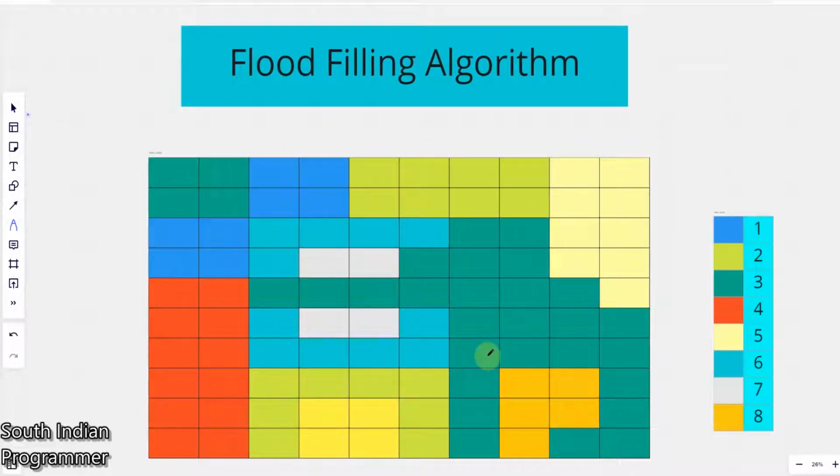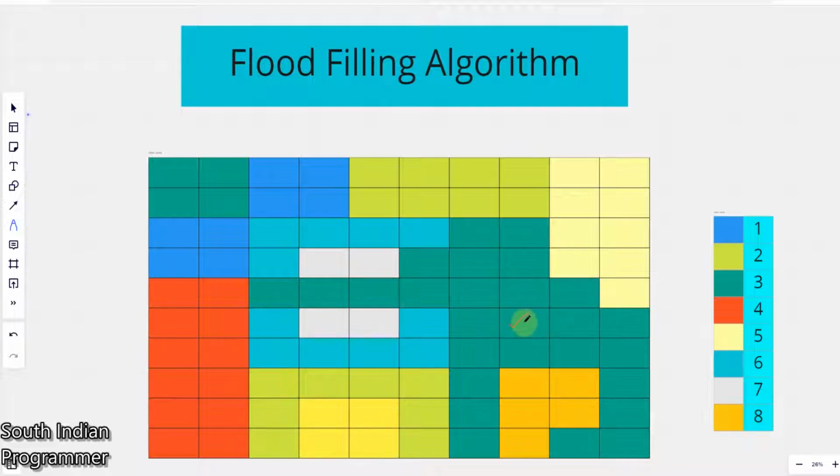This is the problem. We have one grid and we have several cells in this grid, and each cell carries some color, and the respective numbers I have written in a separate table. So this blue color stands for 1, and this dull yellow stands for 2, and this green stands for 3. So what the problem is, I'll be given one cell.